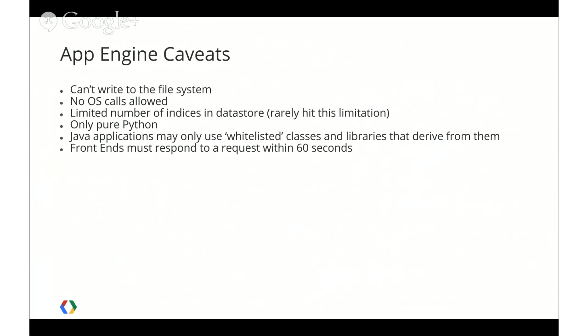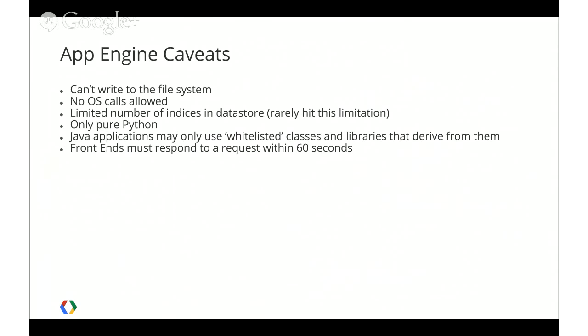Now, if you're a Python developer, there's a lot of libraries out there that you can use, but there are some that are built on C or C++ code, and you can't use those. So it has to be pure Python, or libraries built on pure Python. And a similar caveat is true with Java. With Java, applications have to use whitelisted classes or libraries, or things that derive from them. There's documentation on which libraries you can and can't use, but it's quite extensive. There's just a handful of libraries that don't work.